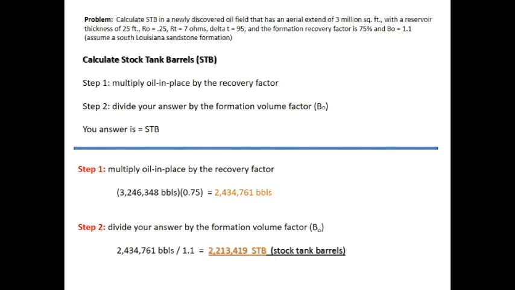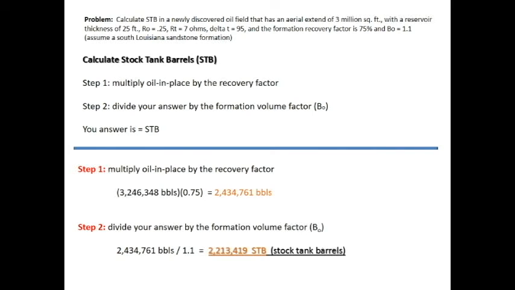Let's work this problem. Step number 1, multiply oil in place by the recovery factor. So we take 3,246,348 barrels and we multiply it by a recovery factor of 75%, 0.75. Our answer is 2,434,761 barrels.